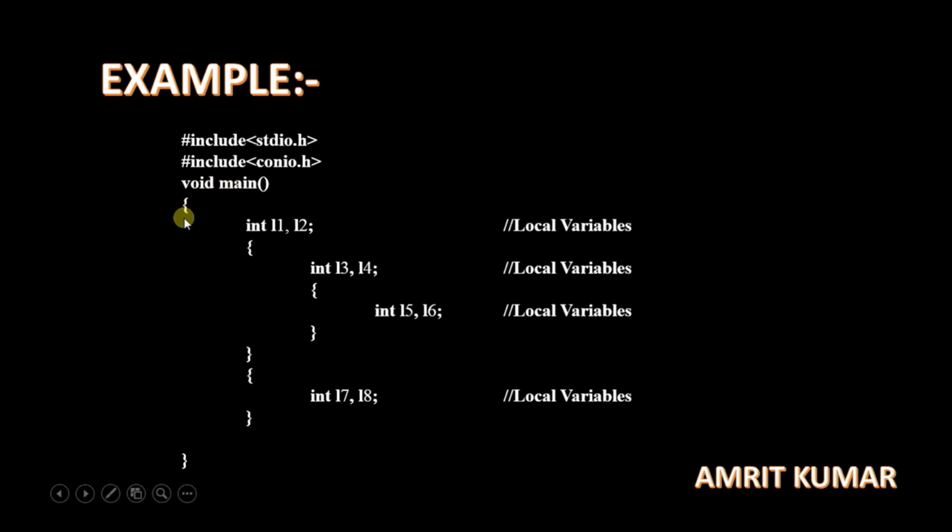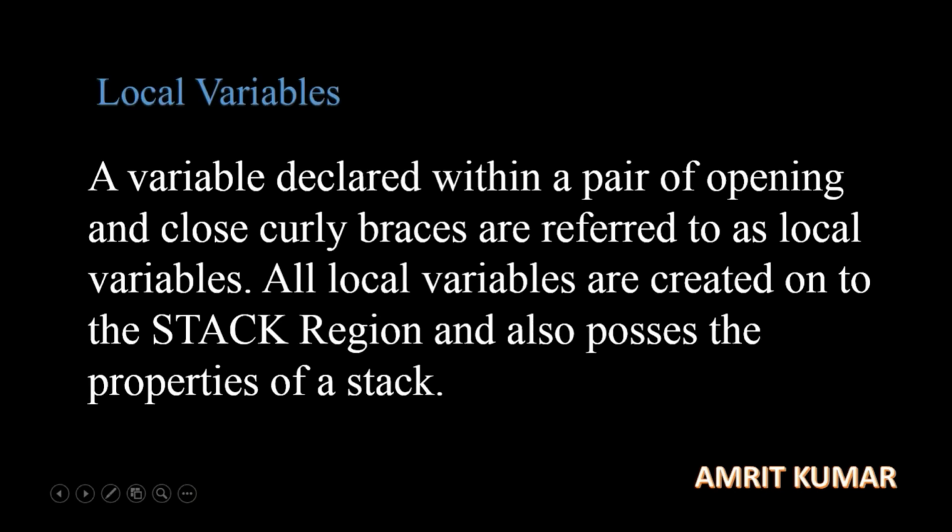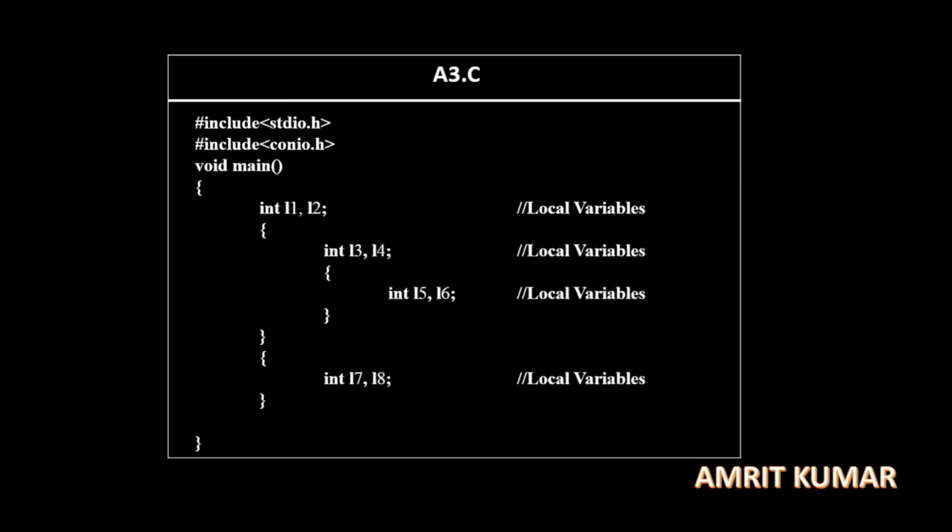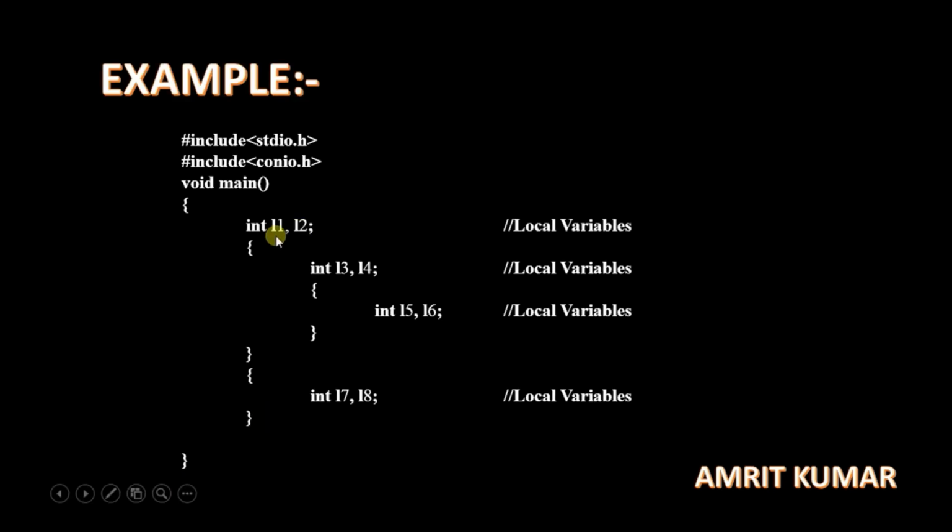I have opened this function, and after that I have declared I1, I2, I3, I4, I5, I6, I7, I8. These are all local variables because they follow the condition that a variable declared within a pair of opening and closing curly braces is referred to as a local variable, and that's why I1, I2, I3, I4, I5, I6, I7, I8 are all local variables.